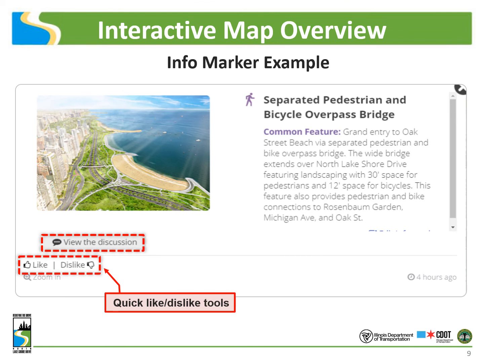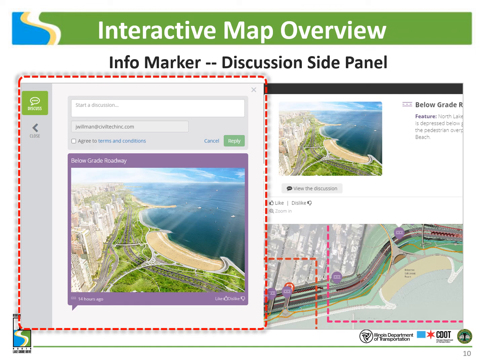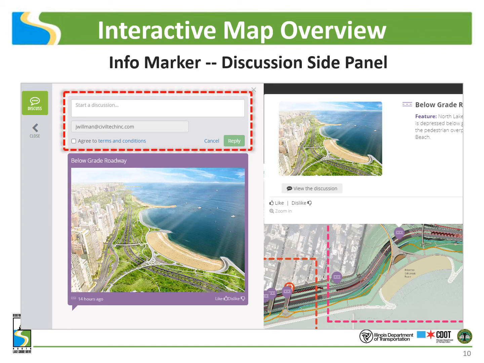One way to provide feedback is through the like or dislike buttons. You will need to click on the thumbs up or thumbs down icons. If you would like to provide more in-depth comments, the View the Discussion button provides an opportunity to type in feedback. When the View the Discussion button is clicked, a side panel on the left of the screen will pop up. Comments can be typed into the top dialog box. In order to submit a comment, you will also need to provide an email address and agree to the terms and conditions. Your email address will not be published and is for internal use only. Once feedback is typed, you will need to click Reply to officially submit your comment.